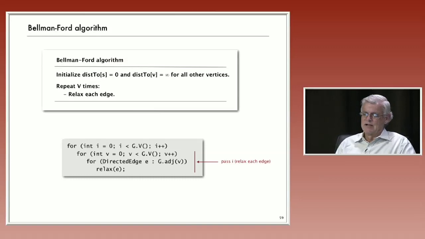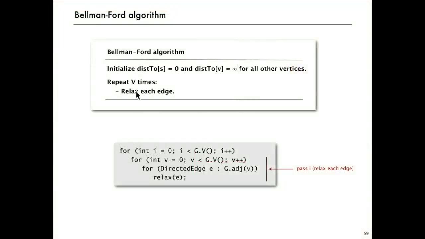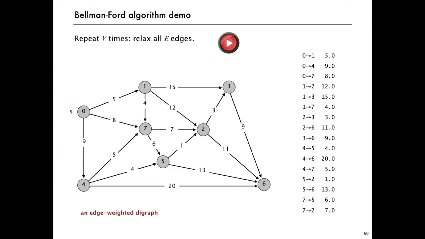It just says, if you have V vertices, for just V times, all you do is go through all the edges in the graph and relax each edge. So you make V passes through, relaxing all the edges in the graph. And that's an algorithm that finds shortest paths in graphs that don't have any negative cycles. If there's a negative cycle, we'll talk about what happens in a minute. So let's look at that one in terms of a demo.